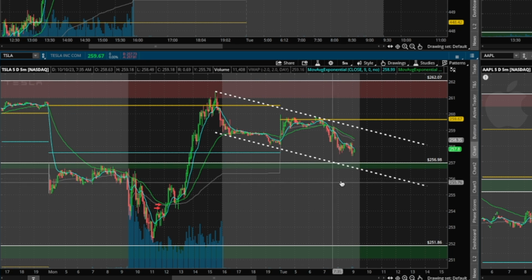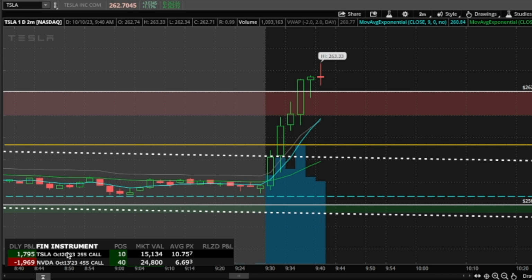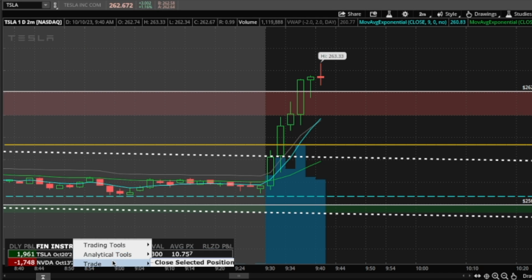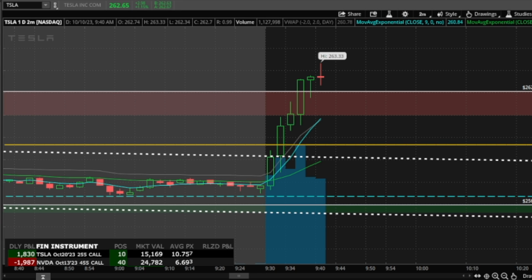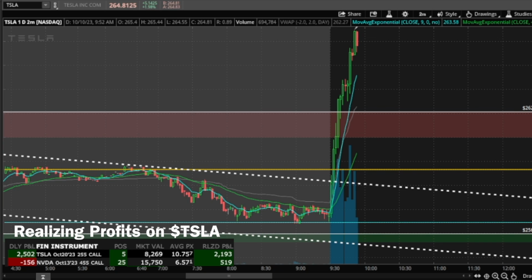If we break under 257, then really not too interested in that long. I'm going to take some profits on Tesla here, just in case I lose on NVIDIA, to make sure that I don't give back, to try to stay green on the day. So taking some profits off Tesla there, guys, on the swing trade. Okay, I like that candle on NVIDIA a lot.